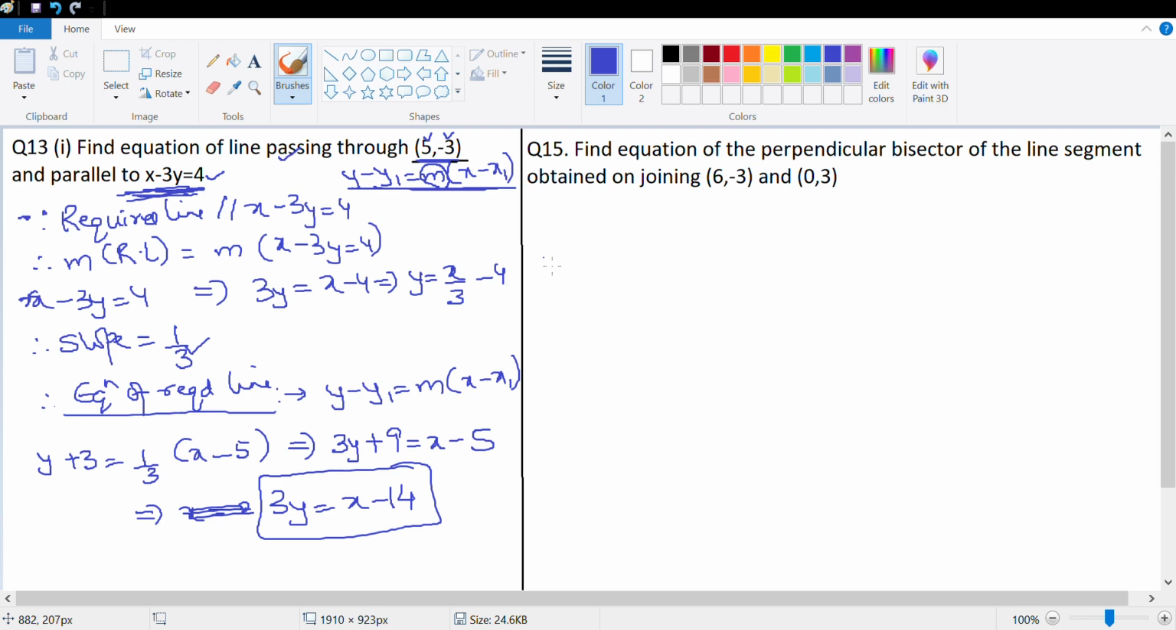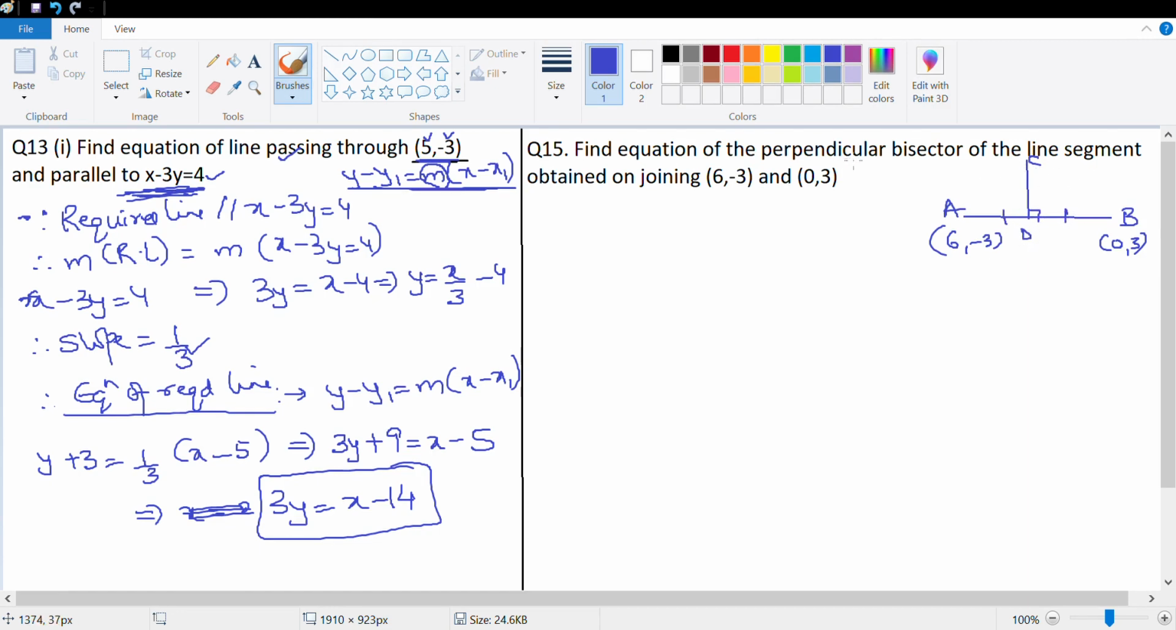Perfect. Now let's look at the next question, which is question number 15. So what does question 15 say? Question 15 says find the equation of the line which is the perpendicular bisector of the line segment obtained on joining 6, negative 3 and 0, 3. So my favorite way: this is basically the line which will be obtained on joining 6, negative 3 and 0, 3. We need to find the equation of the perpendicular bisector. So I need to find the equation of this required line. Let me give them some names: A, B, C and D. This is perpendicular and it is bisecting.